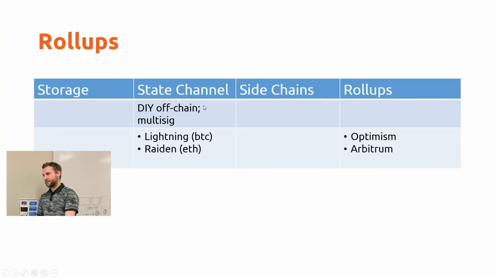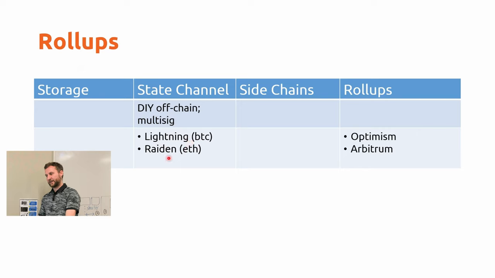Okay, so summary of state channels. You do it yourself off-chain, and that means you can do what you want, you can do it at network speed, and you have privacy. You do need multi-sig to get in, and you do need to lock up some Bitcoin to get in.